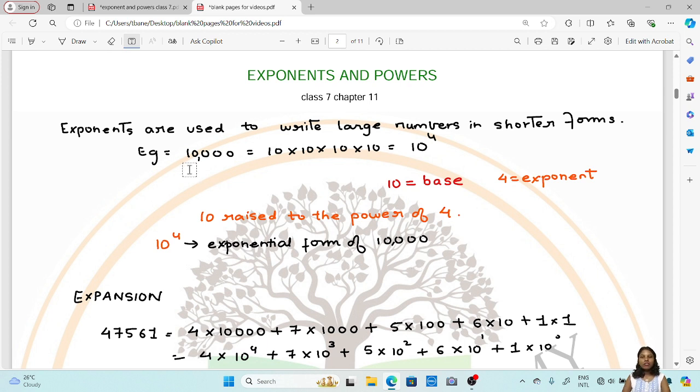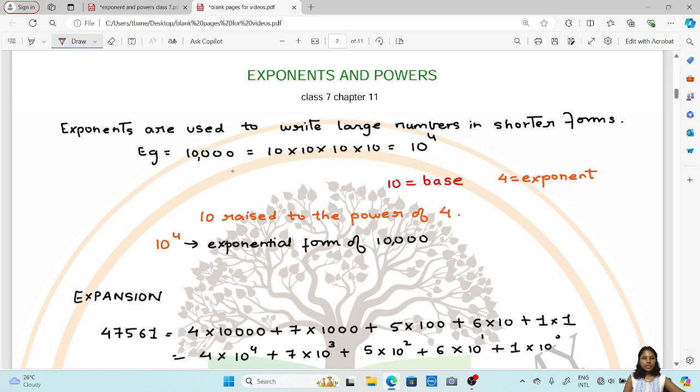Say now you have a number 10,000. So now the shortest way, or in short, basically what is 10,000? It is 10 multiplied 4 times, right? So that can be written as 10 to the power of 4.